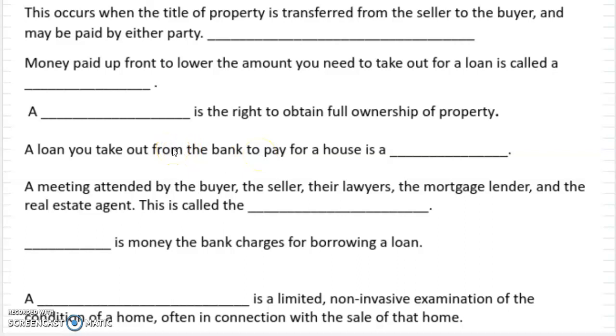Question 5. A meeting attended by the buyer, the seller, their lawyers, the mortgage lender, and the real estate agent. This is called the blank. Question 6. Blank is money the bank charges for borrowing a loan. Question 7. A blank is a limited, non-invasive examination of the condition of a home, often in connection with the sale of that home.